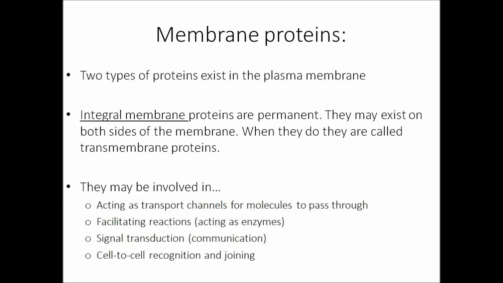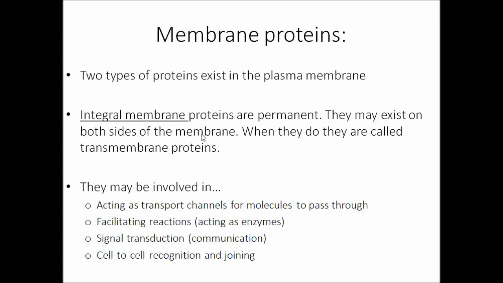And moving on to the next section here, talking about the plasma membrane, we're going to be talking about some of the embedded membrane proteins that exist within the plasma membrane. In general, we have two types of proteins that exist within the plasma membrane, and the first we're going to be talking about here are our integral membrane proteins, and these are defined usually as being our permanent proteins. So they're permanent fixtures of the plasma membrane.